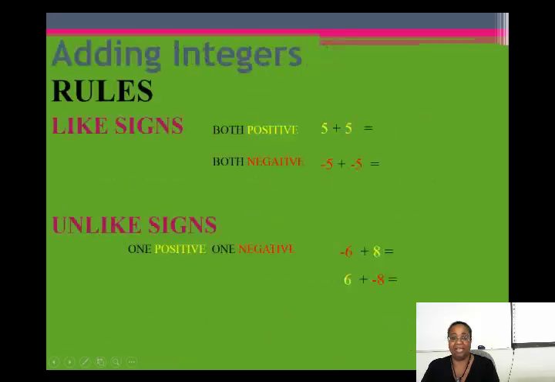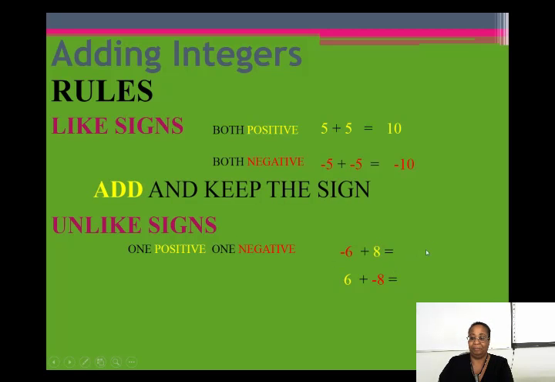So remember, like signs, 5 + 5 is how much? 10. -5 + -5 is how much? -10. Then the next rule is, unlike signs, that's when you do the absolute values. You take the difference of the absolute values. Then you use the sign of the one furthest from 0. So -6 + 8 will be +2. And 6 + -8, -2. Okay.